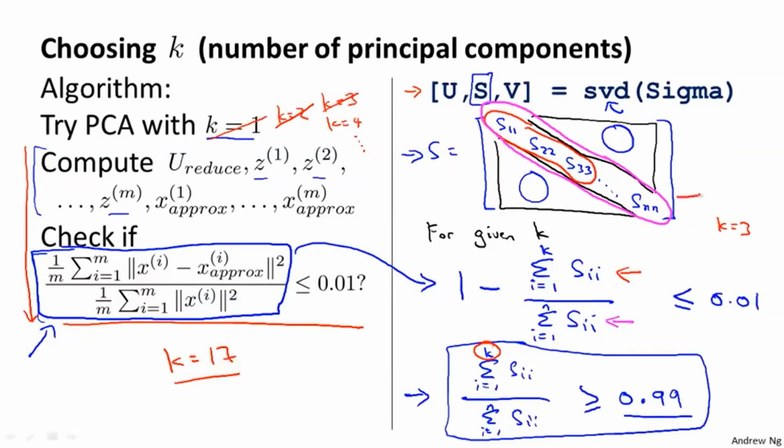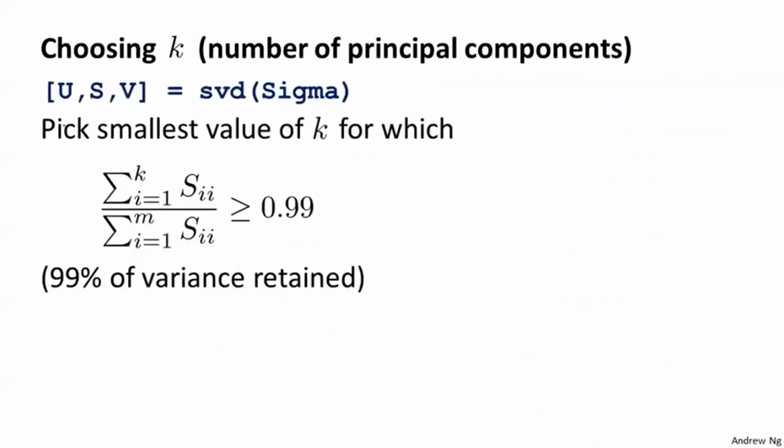This gives you all of these diagonal numbers, S11, S22, down to SNN, and then you can just vary k in this expression to find the smallest value of k so that 99% of the variance is retained. So to summarize, the way that I often choose k when I'm using PCA for compression is I would call SVD once on the covariance matrix, and then I would use this formula and pick the smallest value of k for which this expression is satisfied.